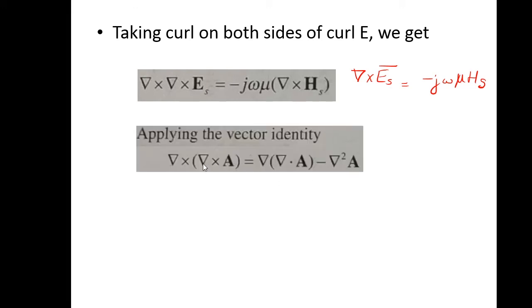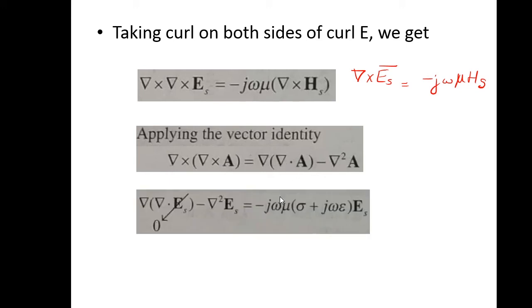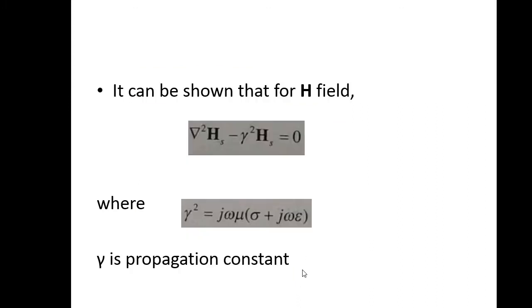And this is a vector identity: curl A, del cross A, is del of del dot A minus del square A. Earlier also we saw this. So based on that you can get del of del dot Es minus del square Es is equal to this thing: minus j omega mu into, you substitute for curl Hs. Curl Hs, that is the fourth Maxwell's equation, which is sigma plus j omega epsilon into Es. On substituting the whole thing, you get del square Es minus gamma square Es is equal to 0, where gamma square is equal to j omega mu into sigma plus j omega epsilon.